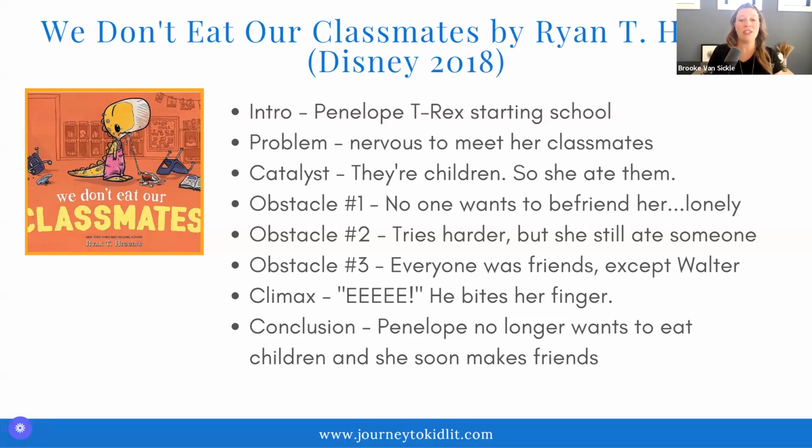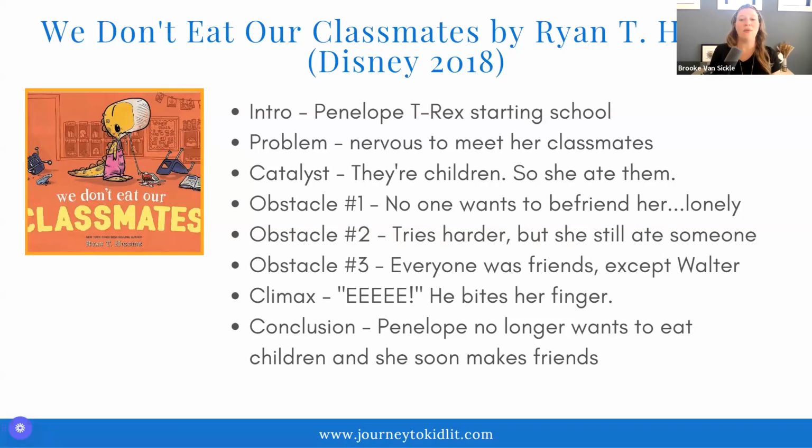So her first challenge is that no one wants to be her friend because she ate them already. And so she begins to feel lonely. The second challenge that she runs into is that when she tries to be someone's friend, she tries harder and harder to be a good friend. She still can't help but eat them. And so that's a really big problem because, again, no one wants to be eaten. So she has to attempt to try again to be a good friend.